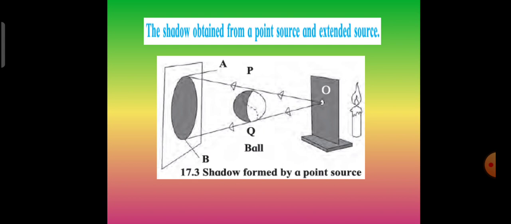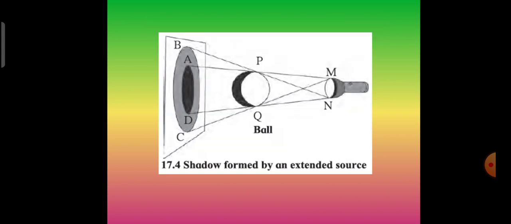What happens if the cardboard with the pinhole is removed? Now we do not have a point source. This source is called an extended source. Due to the extended source, we see two parts in the shadow of the ball on the screen, one faint and one dark. The faint part BC is called the penumbra and the dark part AD is called the umbra.